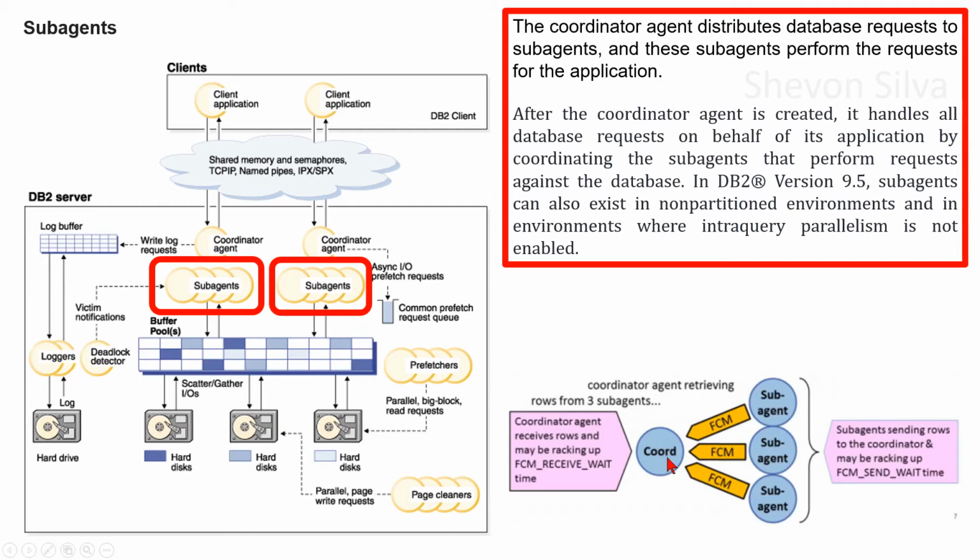In this diagram, you can see coordinator agent retrieving rows from three subagents. Here, coordinator agent receives rows and maybe racking up FCM_receive_wait_time. Here subagents sending rows to the coordinator and maybe tracking up to FCM_send_wait_time.